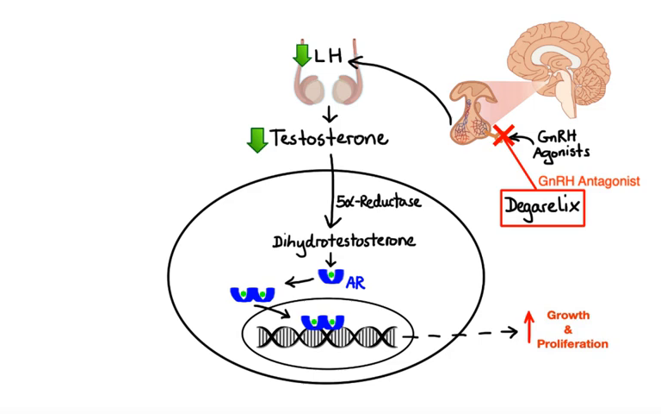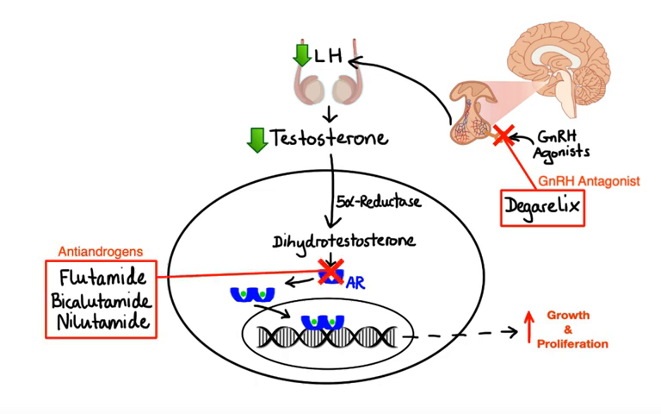Now, another approach to reduce the effects of testosterone and dihydrotestosterone is to interfere with their binding to the androgen receptor. This can be accomplished with the use of so-called non-steroidal anti-androgens, such as flutamide, bicalutamide, and nilutamide, which work by binding to androgen receptors and competitively inhibiting their interaction with testosterone and dihydrotestosterone, thus preventing the effects of these hormones in the prostate gland.